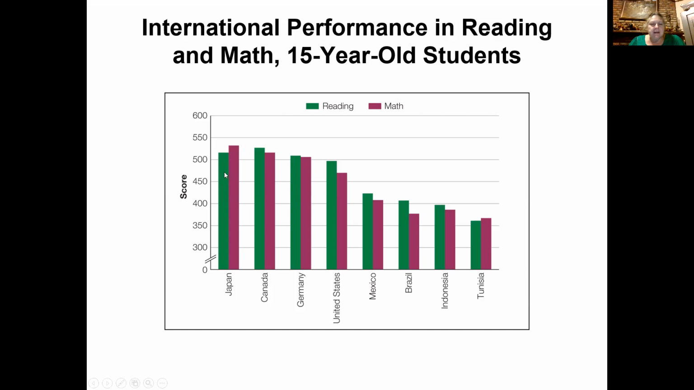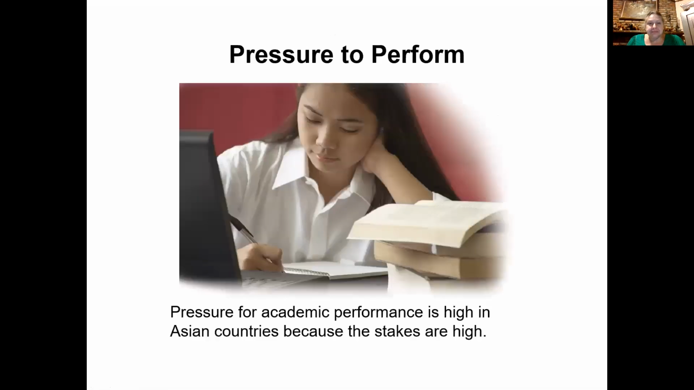Japan is leading in mathematics, and Canada is probably leading in reading, but they are trailing behind Japan in mathematics. Japan is just a little bit behind Canada in reading. And so it goes Japan, Canada, Germany, United States, and then we start hitting some of these other countries like Mexico, Brazil, Indonesia, and Tunisia. So the United States is kind of on the lower performance end when it comes to developing countries.